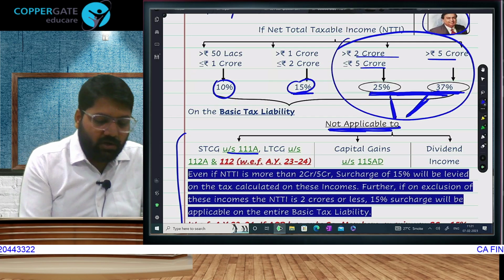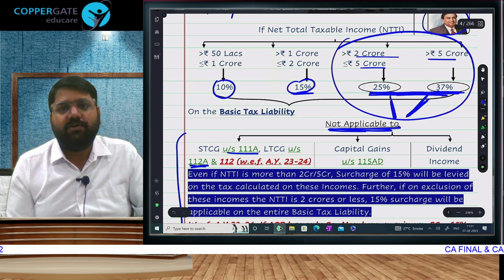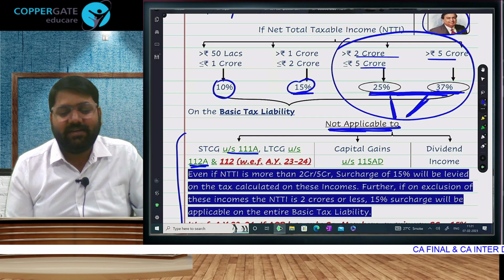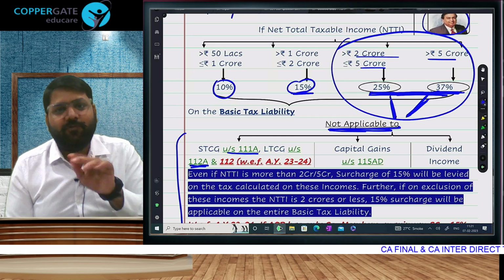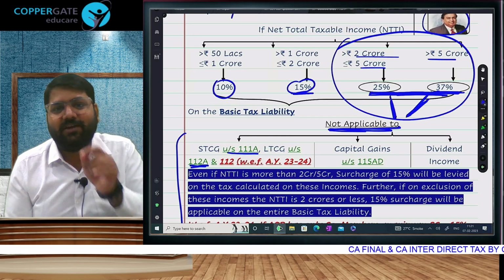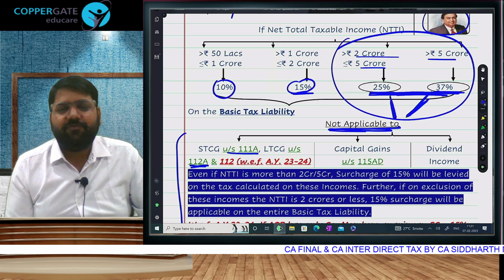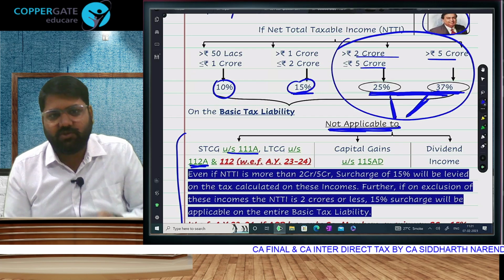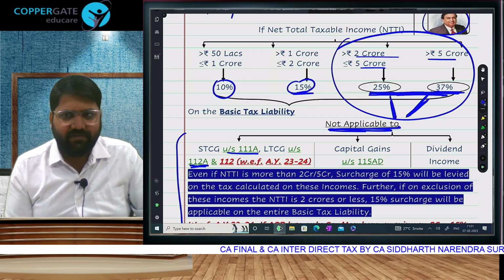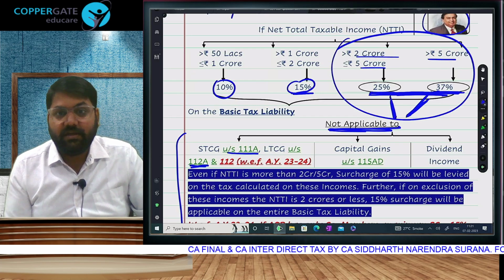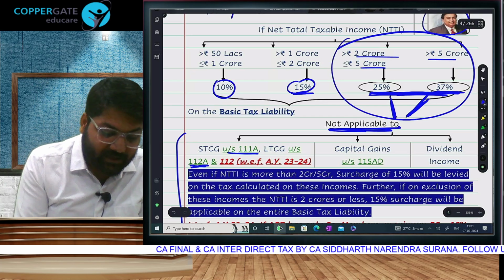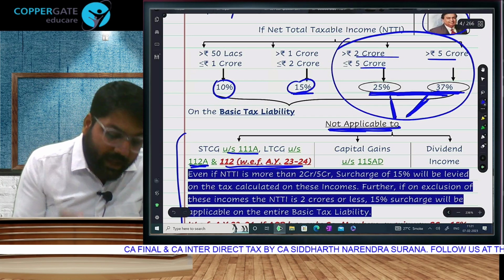Then the same long-term capital gain under 112A, 10% on the excess over 1 lakh. So if your gain is 5 lakh, 10% on 4 lakh. If your gain is 10 lakh, 10% on 9 lakh. 10% on excess over 1 lakh. The difference being here, if it is equity shares purchased on or after 1/10/2004, then even the purchase transaction has to suffer STT.